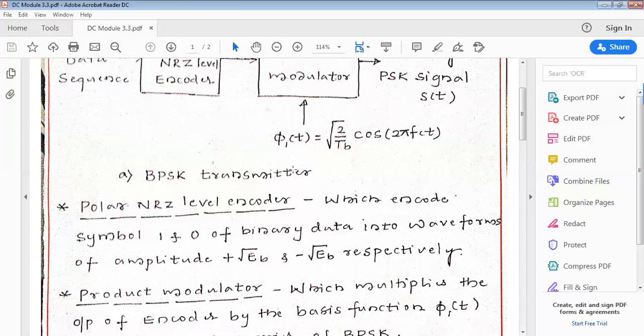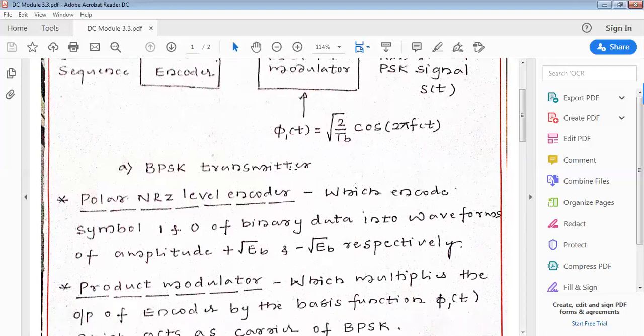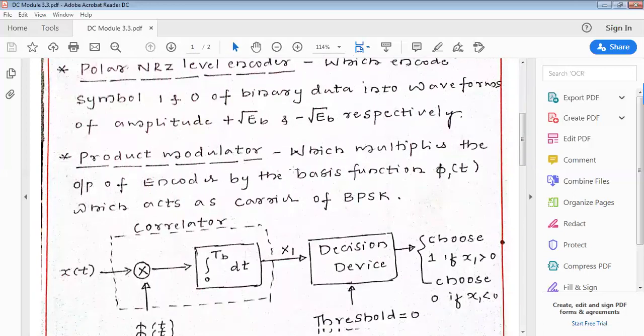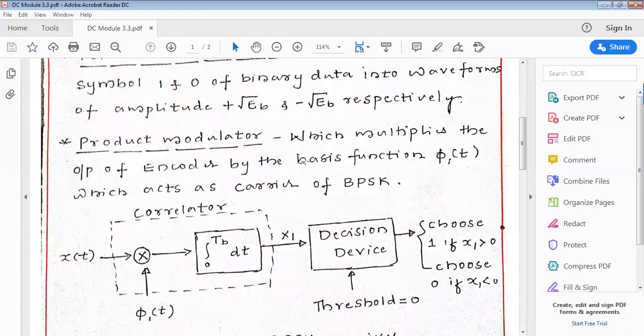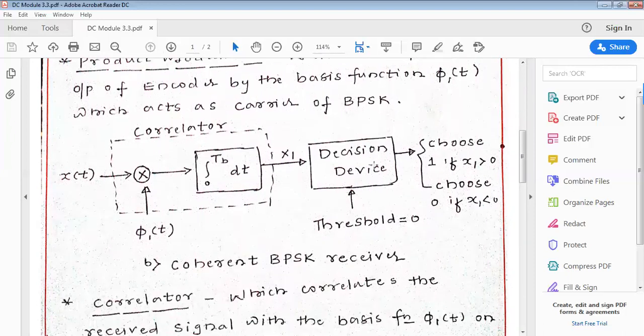These two equations we studied in the previous video: S1 of t is equal to square root of EB phi1 of t, and S2 of t is equal to minus square root of EB into phi1 of t. So we can conclude that S1 of t and S2 of t are antipodal signals, because there is only a change in the sign. The product modulator multiplies the output of the encoder by the basis function phi1 of t, which acts as the carrier of BPSK.